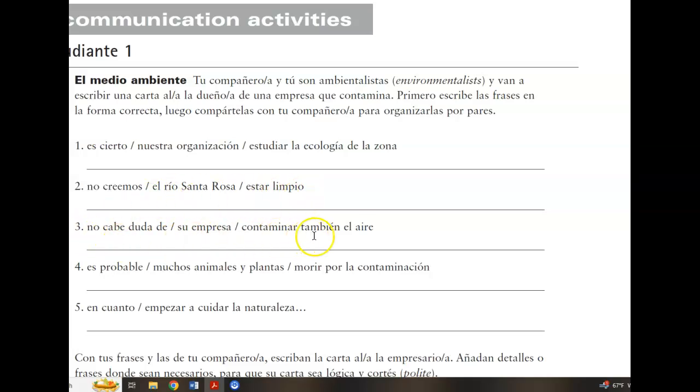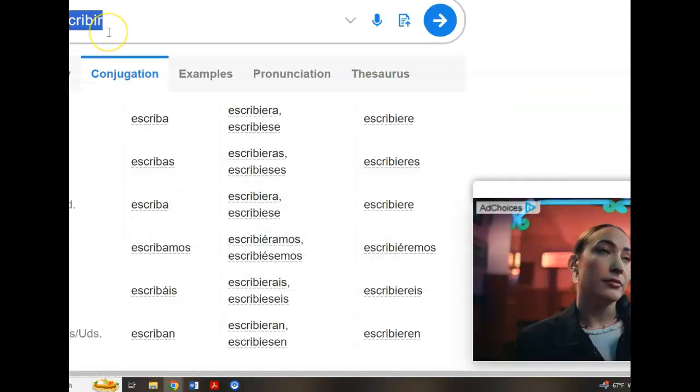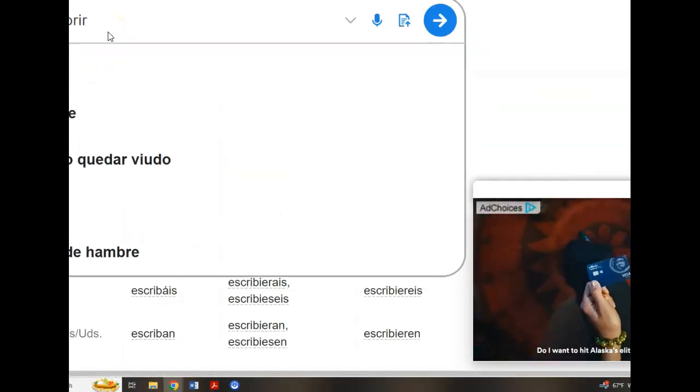Go ahead and knock out 3, 4, and 5. 3, 4, and 5, there are no tricks and games. Contaminar is a regular AR verb. Morir, if you take a look in Spanish dictionary, morir, by the way, is the verb to die.